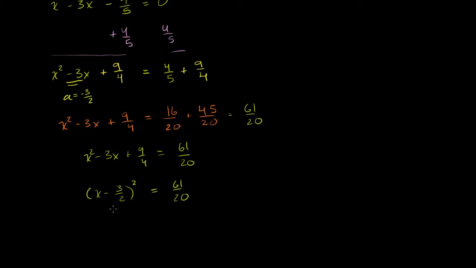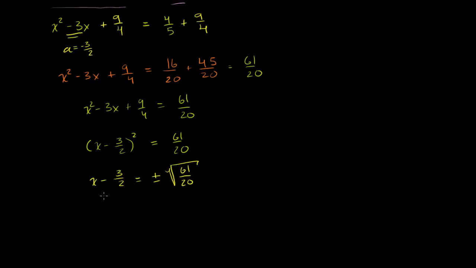We can take the square root of both sides, and we get x minus 3 halves is equal to the positive or the negative square root of 61 over 20. And now we can add 3 halves to both sides of this equation, and you get x is equal to positive 3 halves plus or minus the square root of 61 over 20. And this is a crazy number, and it's hopefully obvious you would not have been able to, at least I would not have been able to, get to this number just by factoring.